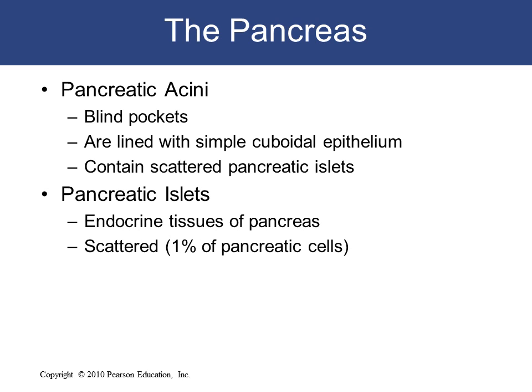The pancreas has two structures. We have the pancreatic acini and the pancreatic islet. The pancreatic acini are blind pockets that are lined with simple cuboidal epithelium, and they contain the scattered pancreatic islet, while the pancreatic islet is the endocrine tissue of the pancreas that produces the hormones of the pancreas.